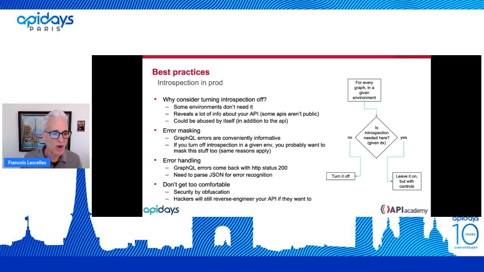So error handling: GraphQL errors come back with HTTP status 200. That's something that people are not used to. And so you need to be able to parse JSON for that error recognition. And don't get too comfortable. Security by obfuscation is just obfuscation. It doesn't necessarily provide additional security. And if a hacker wants to reverse engineer your GraphQL API, they'll find a way to do that. So don't get too comfortable with obfuscation. But if you don't need it in an environment, it is a wise precaution to turn it off.